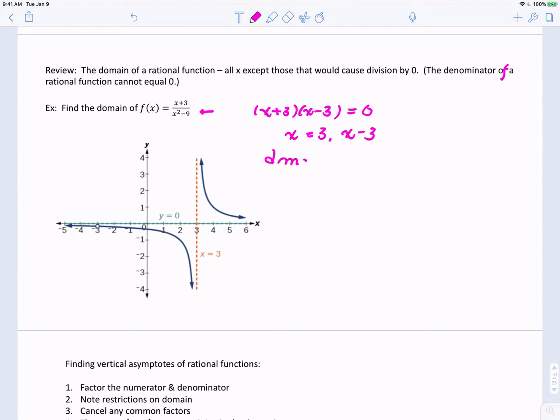So the domain would be all numbers except 3 and negative 3. And if you take a look at the graph of this function, you'll notice that at x equals 3 and at x equals negative 3, the graph has some very unique features. At x equals 3, we can see that here we have a vertical asymptote, and at x equals negative 3, we can see there's a hole in the graph. And so we'll be talking about what those things represent in the next section.